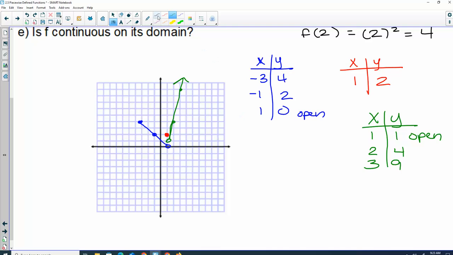If I did my domain, this graph starts when x is -3, it was a closed circle, so equal to. The blue one stops at 1, but I have a red dot. Then my green one keeps going forever, so it'd be -3 to infinity. Range, what y values do we hit? 0 would get a parenthesis, because it was open. And the green one keeps going up forever, so 0 to infinity.